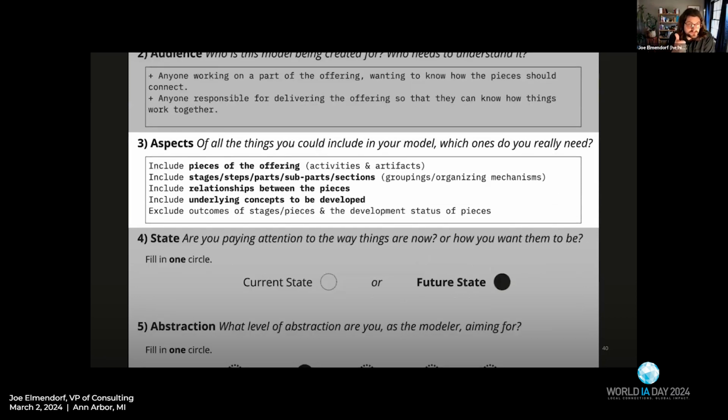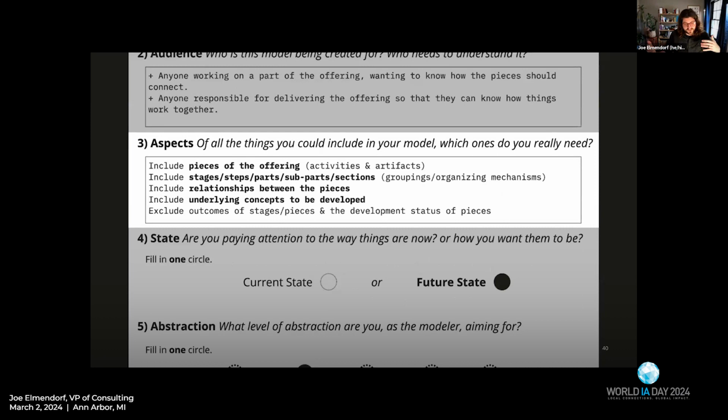I wanted to include pieces of the offering, the activities and artifacts that we had imagined, how we were chunking up different stages and phases of activities, any of the sequential relationships between parts of this thing. And because a lot of this was new, there were some underlying concepts that we were working on developing alongside the activities and the deliverables.